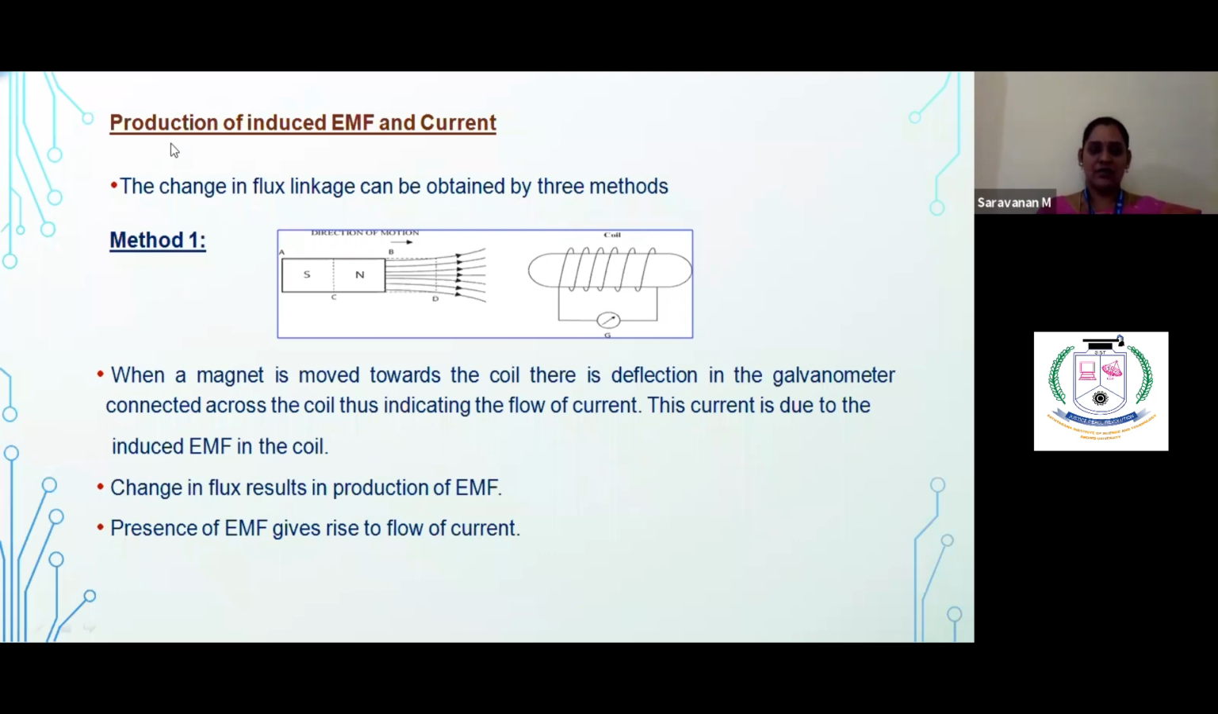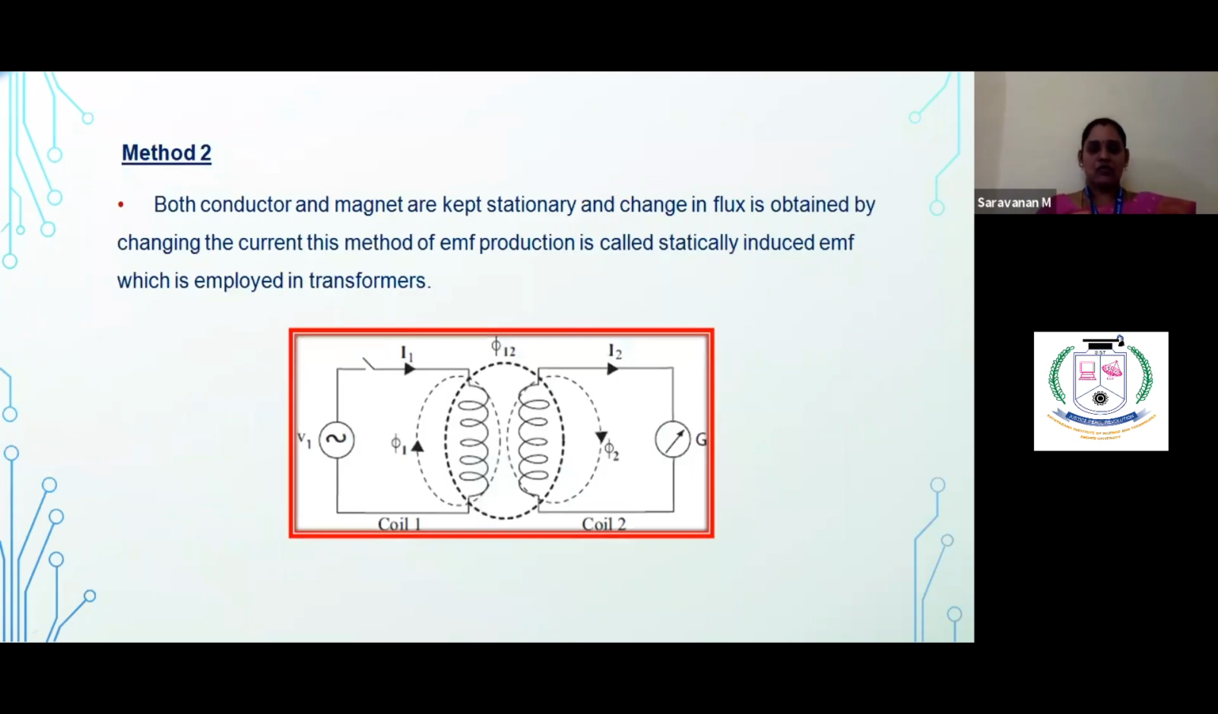That's what I have given there: the production of the induced EMF. I'm going to illustrate it by three different methods. This is the first method. When the magnet is moved towards the coil or away from the coil, you can see the deflection in the galvanometer, and when the magnet remains stationary, you don't have any deflection on your galvanometer. So when the magnet is moved towards or away from the coil, the flux linking with the coil changes, and therefore an electromotive force is produced.